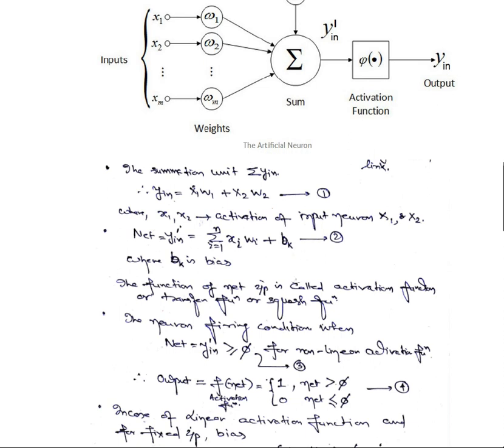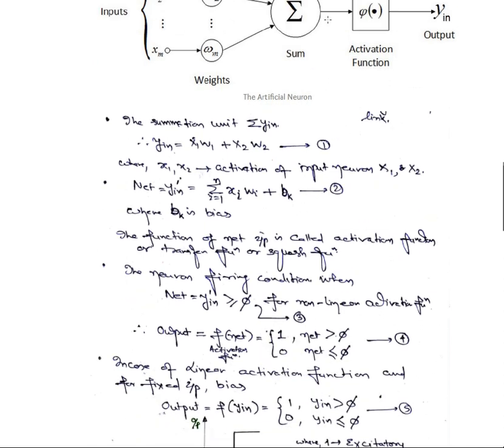Now what is the output? The output is f of net, the function of this net. If this net is greater than phi, that means the net is greater than the threshold value of the activation function, so f of net is greater than theta, then it is considered high, or 1. If it is less than or equal to phi, then we consider it 0. So if these two conditions are generated, if this is greater than phi, it produces 1, but if it is less than or equal to phi, it produces 0. So you get two values, 1 or 0.